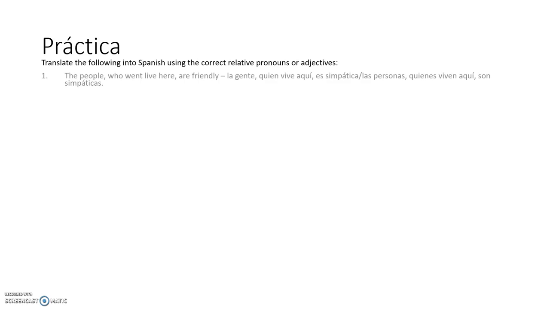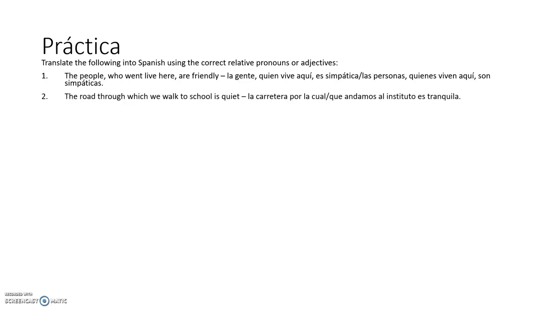Okay, so the answers. So the first one, la gente quien vive aquí es simpática. Or you could use las personas quienes viven aquí son simpáticas. You want to use the plural form. La carretera por la cual, there's a preposition here, so we've got la referring back to the road. Por la cual, or la que andamos al instituto es tranquila.